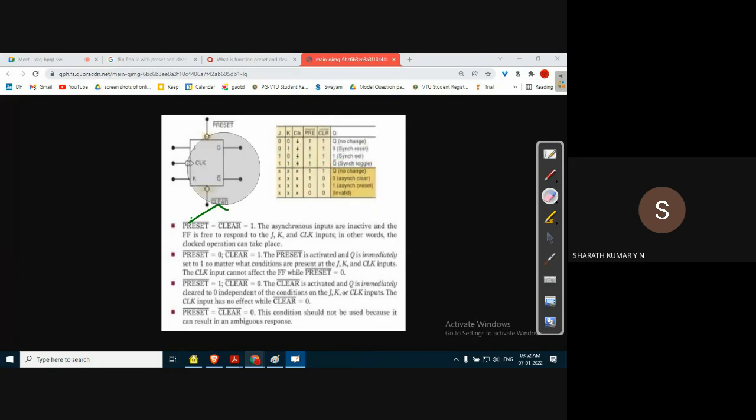Okay, fine. Now we have what is known as preset and clear. These preset and clear inputs are used to set Q and Q bar to a particular state which is independent of the inputs J and K. Let's say I want to store 1. That means Q should be set to 1 irrespective of J and K, or I want to set Q to 0 irrespective of the input conditions J and K. Then we go for preset and clear.